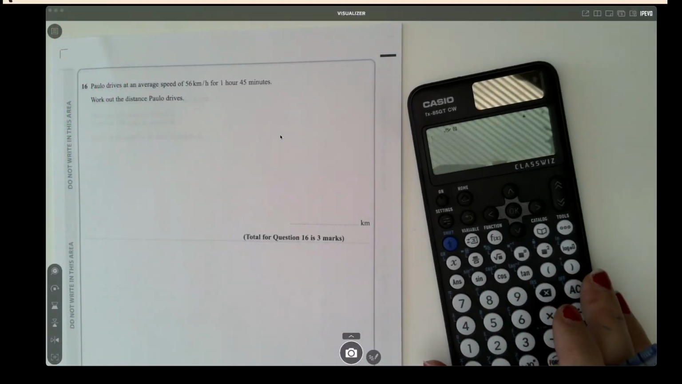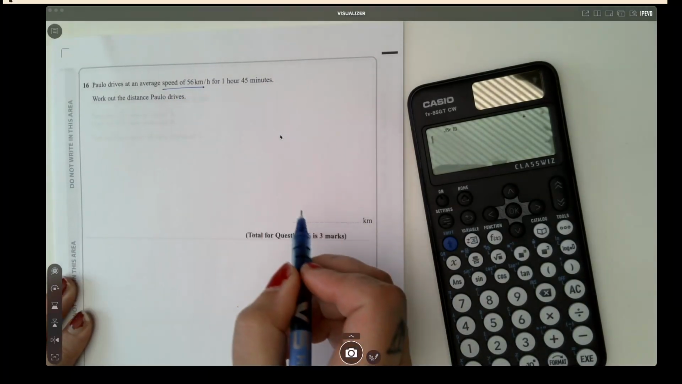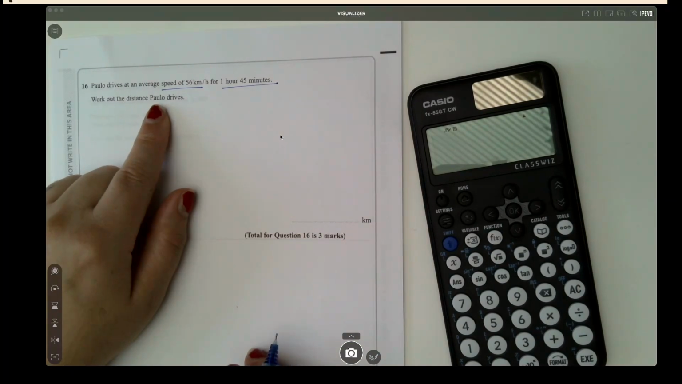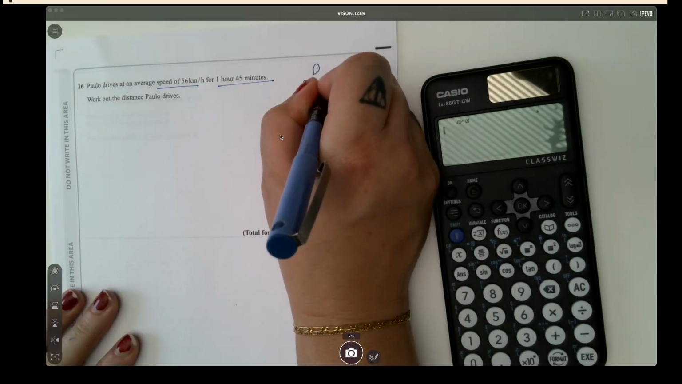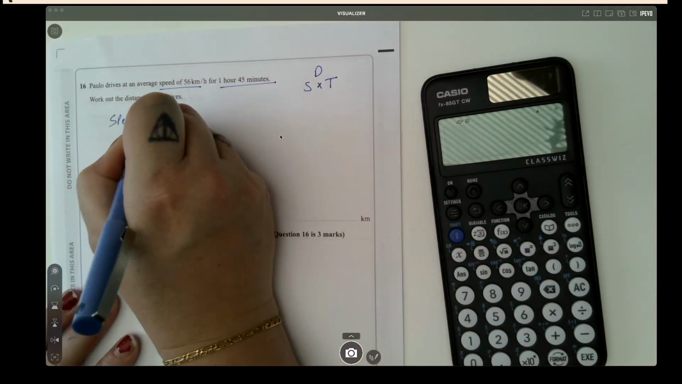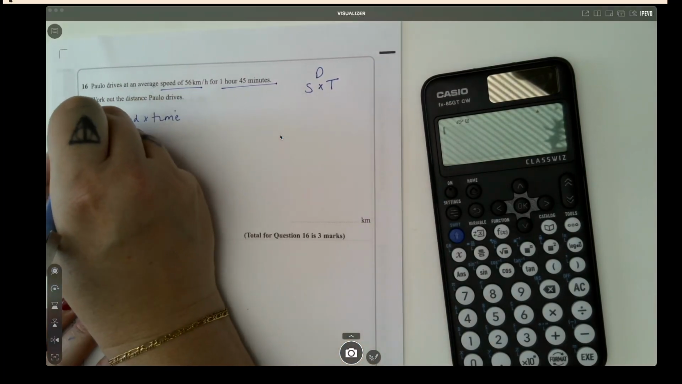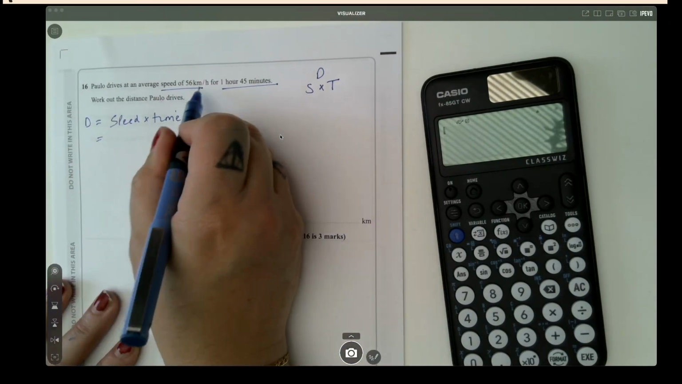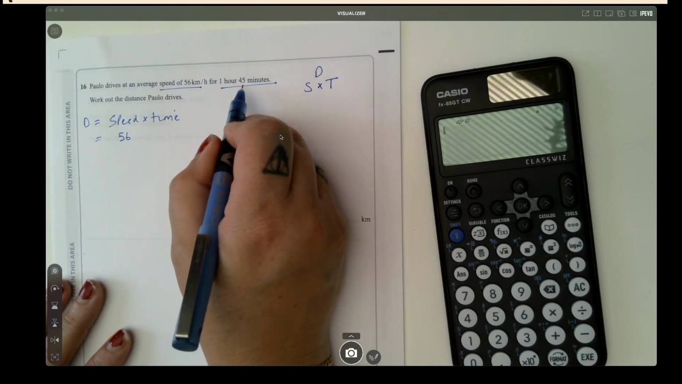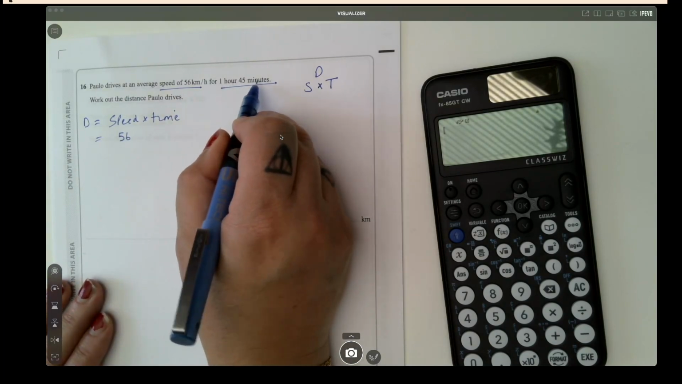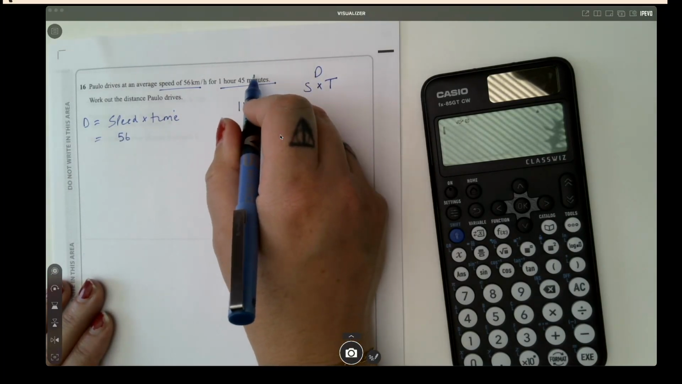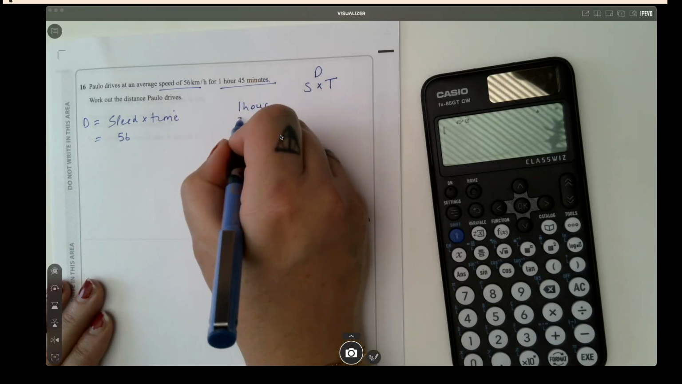Question 16. Paolo drives at an average speed of 56 kilometers per hour for 1 hour and 45 minutes. Work out the distance that Paolo drives. So speed, distance, time. To work out the distance, we're going to do speed multiplied by time. We know that the speed is 56 kilometers per hour and we have the time as 1 hour 45 minutes, but we need that as a decimal time. So 1 hour and then the 45 minutes is 3/4 of an hour.